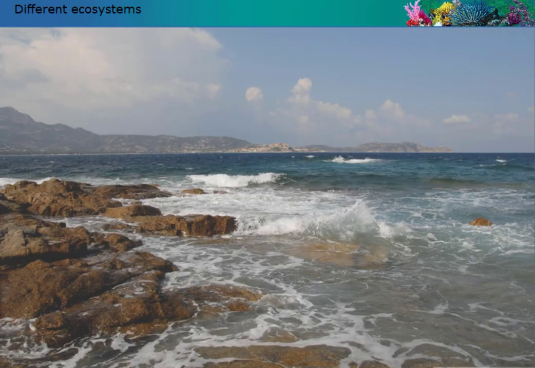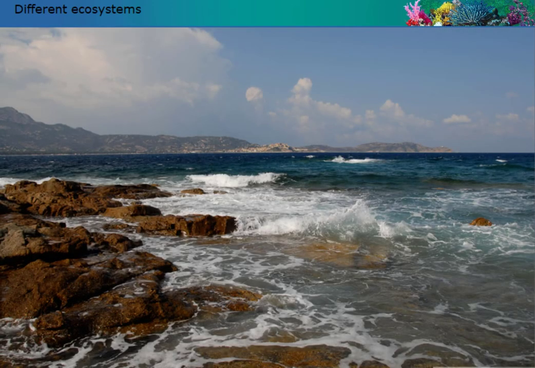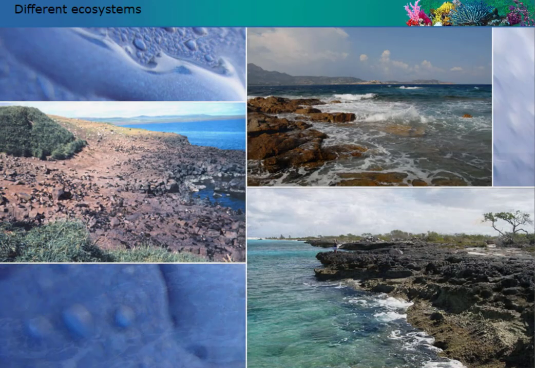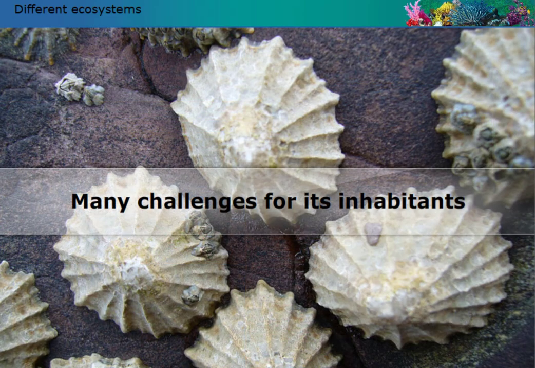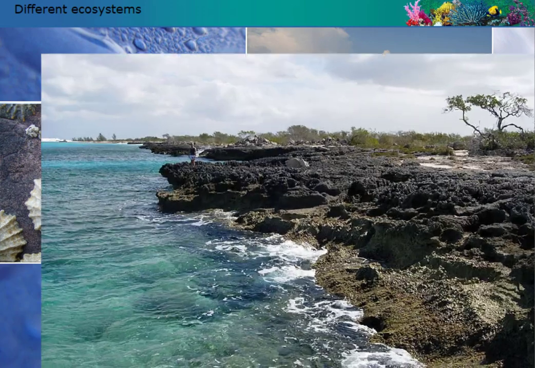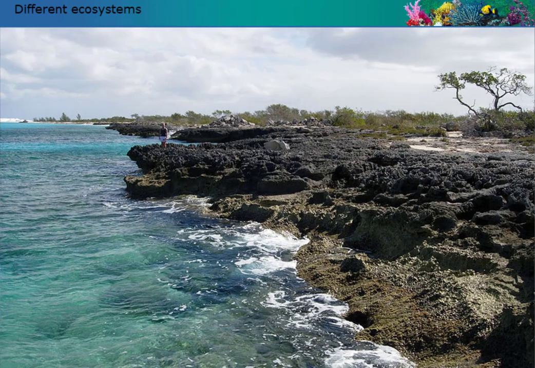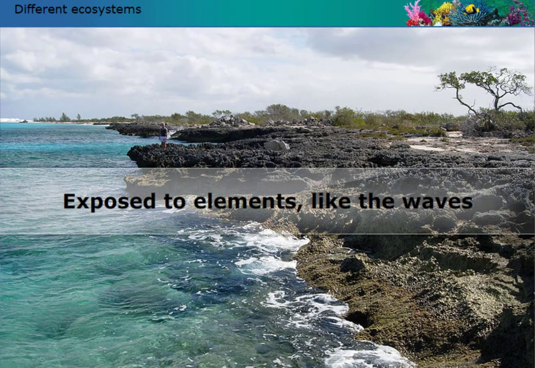Intertidal areas are not always soft, unlike the salt marshes of mangroves. Some intertidal areas are rocky. The rocky shore presents many challenges to its inhabitants. Animals cannot hide in the sediment because the rocky shore is too hard. Therefore, organisms have to live on the surface and be exposed to the elements, such as the waves.